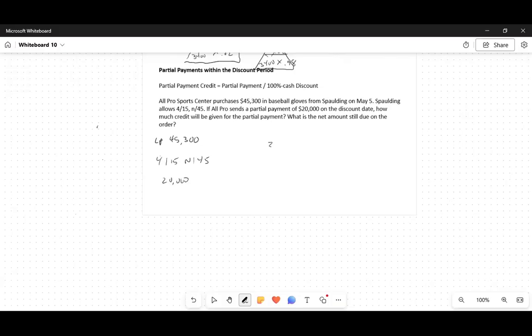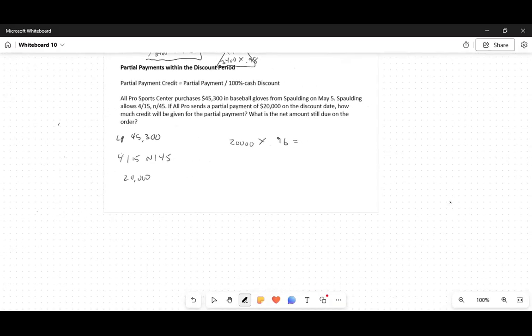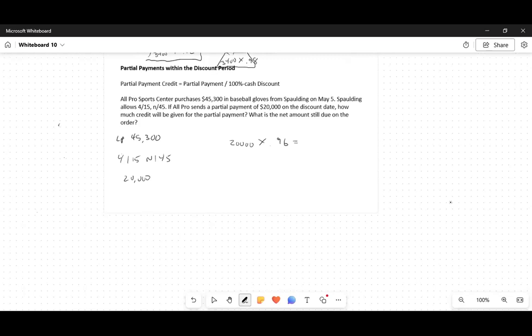And all I would need to do there is take the 20,000 and multiply it by 4%, so 0.96. That's going to give me the credit. Oh, sorry, I did it wrong. It's not going to be multiply. It's going to be divide by.